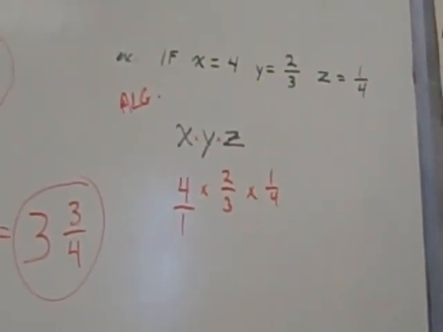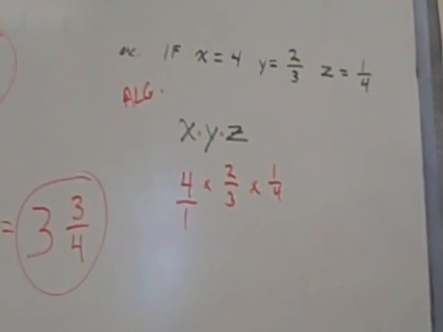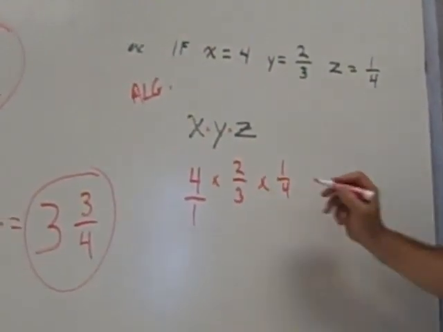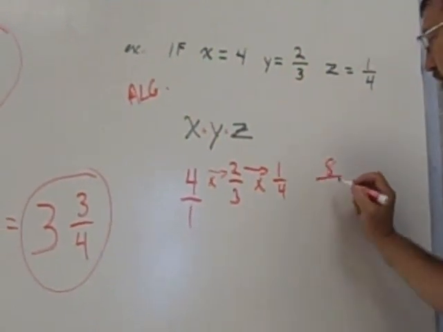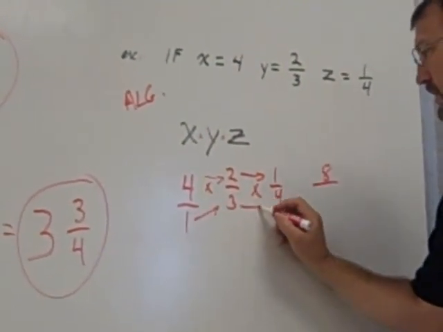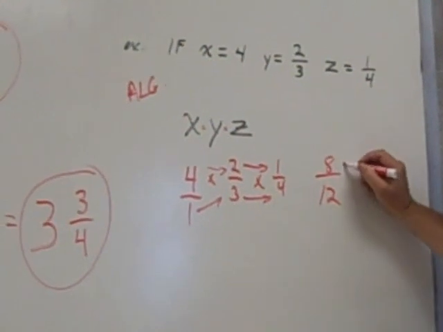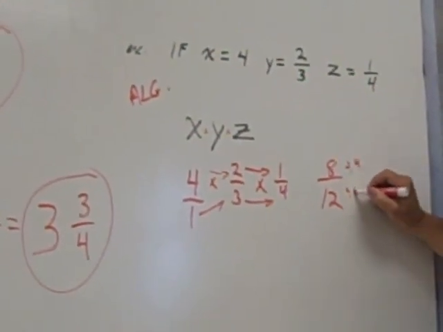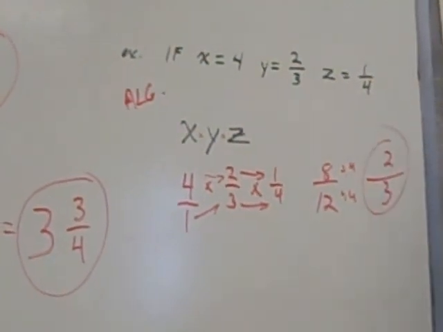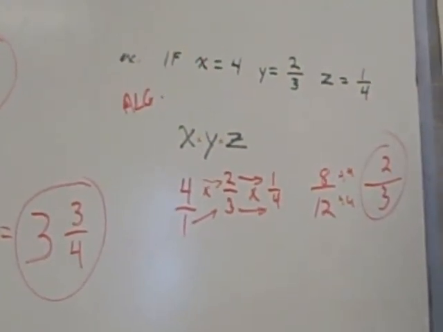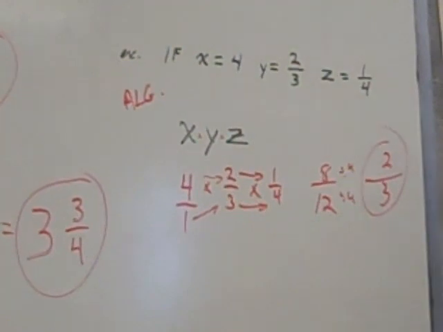Okay? I'm going to show you without the shortcut, and I'm going to show you with the shortcut. 4 times 2 is 8, times 1, 8. Good. 1 times 3 is 3, times 4, 12. Divide by 4, 4, 4. 2, 2. 6. Thirds. Bam. That was easy. Pretty easy, isn't it? Okay?